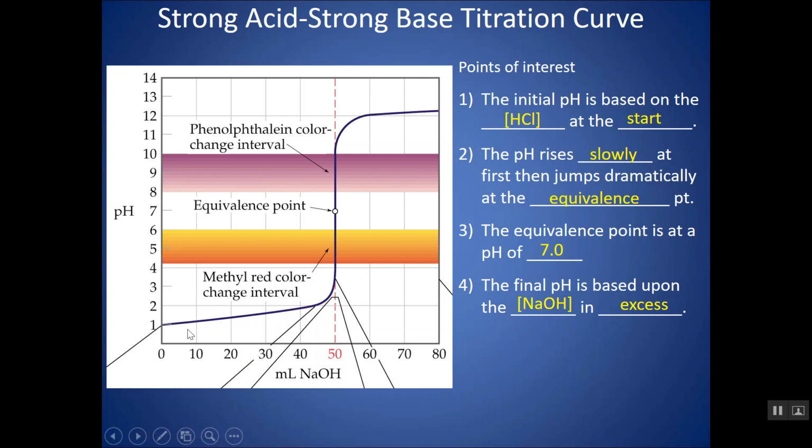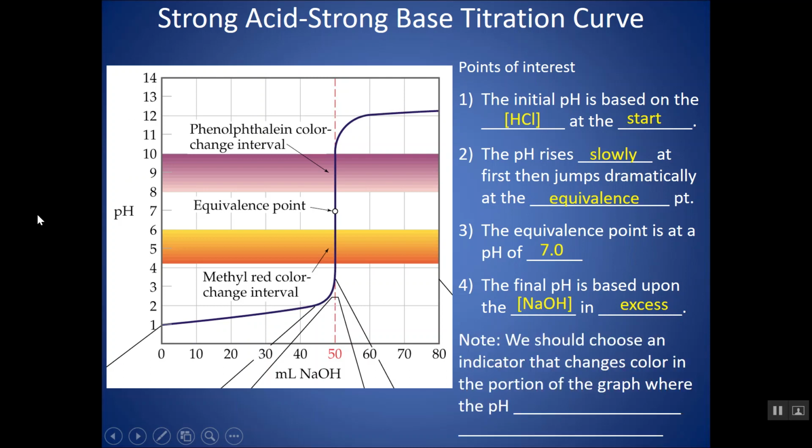So notice if I have excess acid in my container, I'm going to have a low pH. If I have excess base in my container, I'm going to have a higher pH. And here you show indicators. Phenolphthalein would be a nice indicator to use. Methyl orange could be a nice indicator to use. We want to choose an indicator that changes color in the portion of the graph where the pH is changing rapidly, somewhere around the equivalence point.